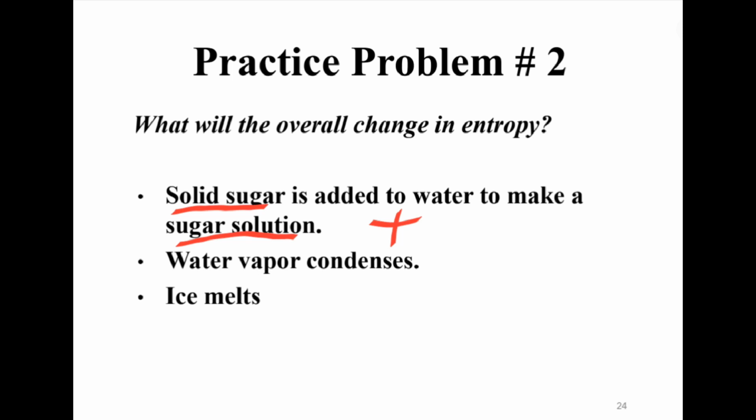Water vapor condenses. ስለዚህ ኮንደንስ ማለት ምን ማለት ነው? ከቫፐር ወይም ከጋዝ ስቴት ወደ ሊኩዊድ ስቴት ሲቀየር ማለት ነው። ስለዚህ from gas to liquids ሲቀየር ኢንትሮፒ ምን ነው የሚሆነው ማለት ነው?